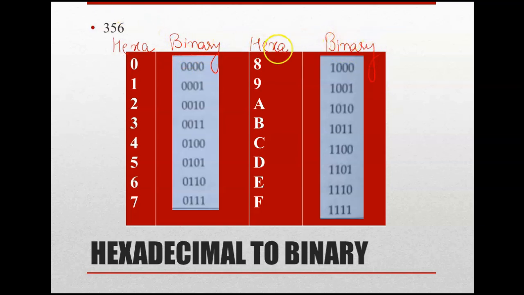So yeah, you have 3, 5, 6. Okay, so 3 you please check it. For 3 it is 0, 0, 1, 1. Then 5 is there, so 0, 1, 0, 1. And then 6 is there, so we have 0, 1, 1, 0. So this is the binary equivalent of this number.